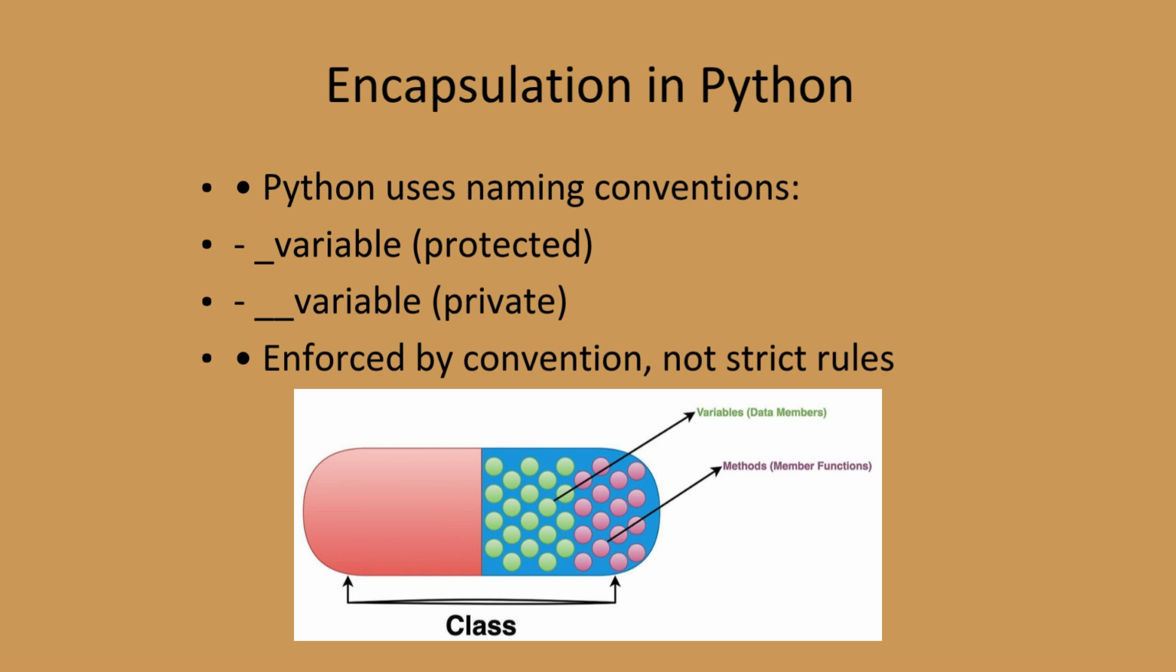Encapsulation in Python. Python doesn't enforce access control strictly but uses naming conventions. Single underscore variable for protected, double underscore variable for private. These help developers signal the intended usage of attributes.